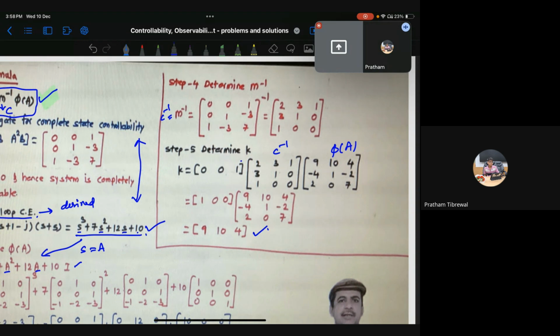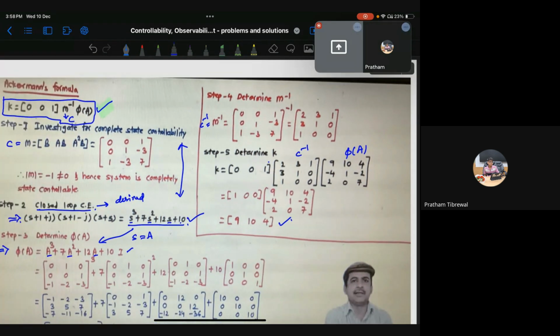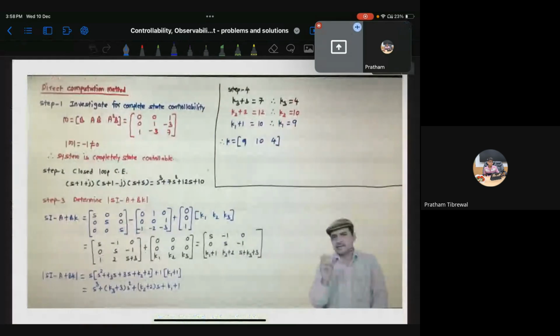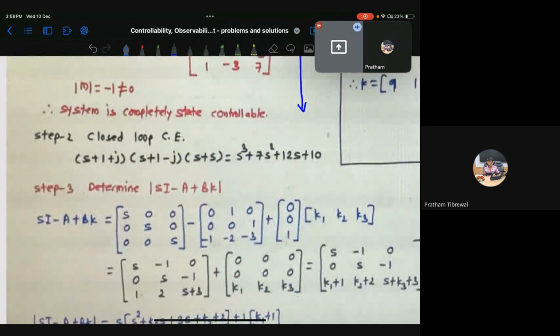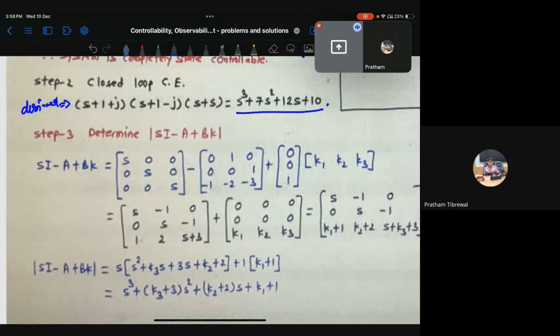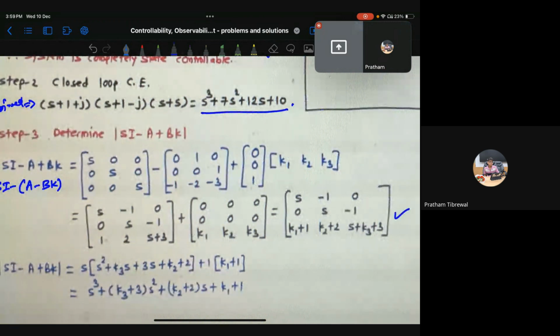The last method is the direct method. Again, state controllability check. Using the desired poles, you get this polynomial. Now you are substituting this, which is nothing but sI minus A plus BK. So this matrix you will get.